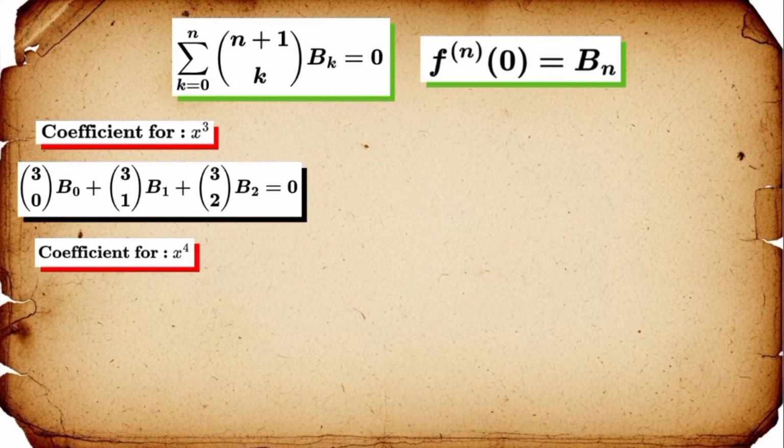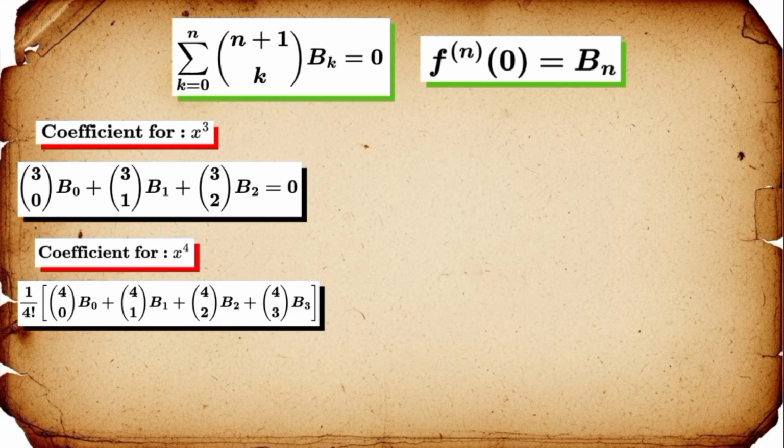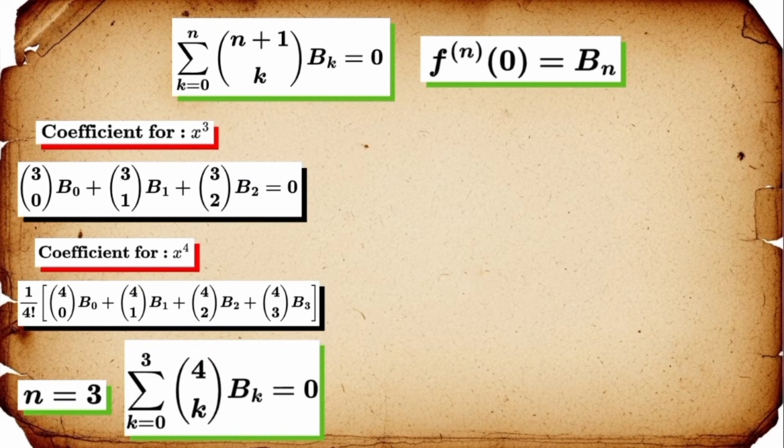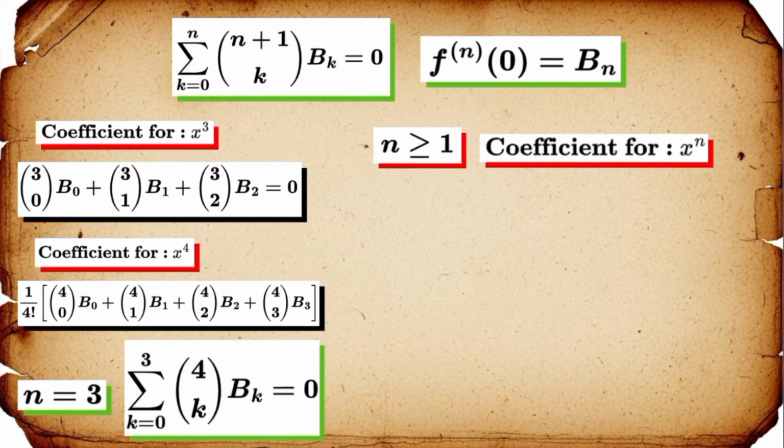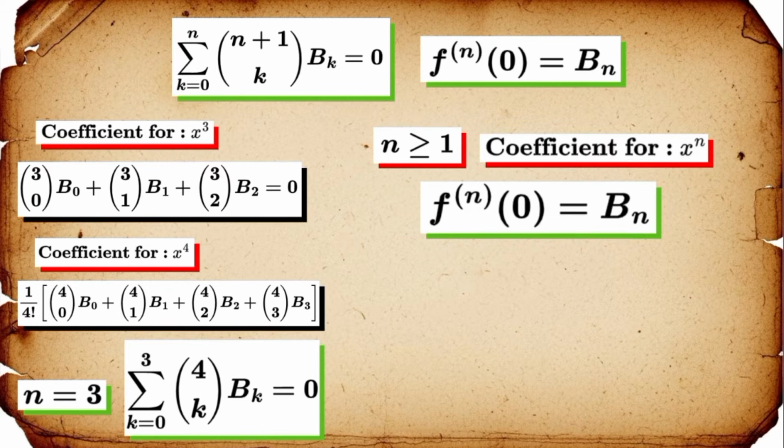Similarly, for x to the fourth, the coefficient involves the sum shown on screen. Our identity for n equals 3 tells us this sum equals 0, so this term also vanishes. In fact, for all n greater than or equal to 1, the coefficient of x to the n will vanish if the nth derivative of f at 0 equals b sub n, thanks to our identity.